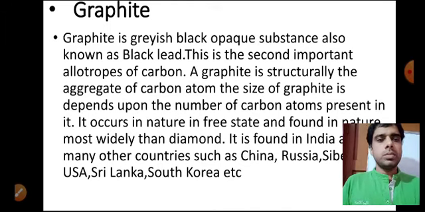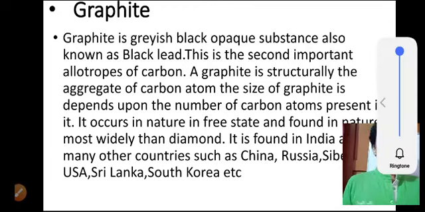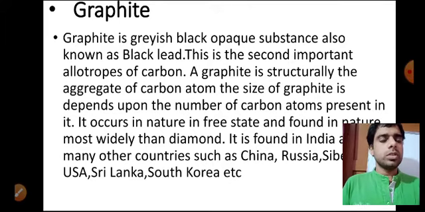Dear students, this is a video of class 10, and in this video, we are going to deal with the topic graphite. As you all know, we are discussing allotropes, one of the allotropes of carbon, and that one is graphite. As you all know, graphite is an allotrope of carbon, and its color is black.